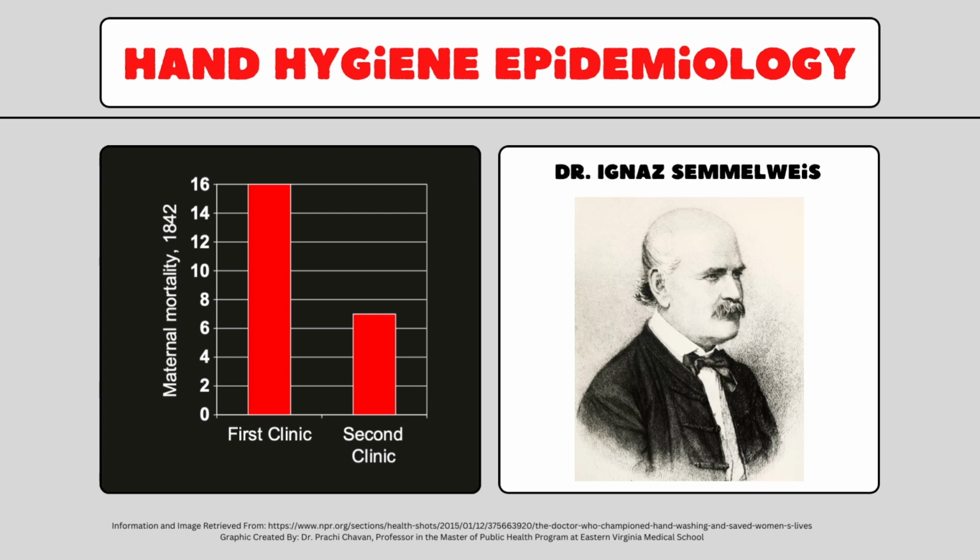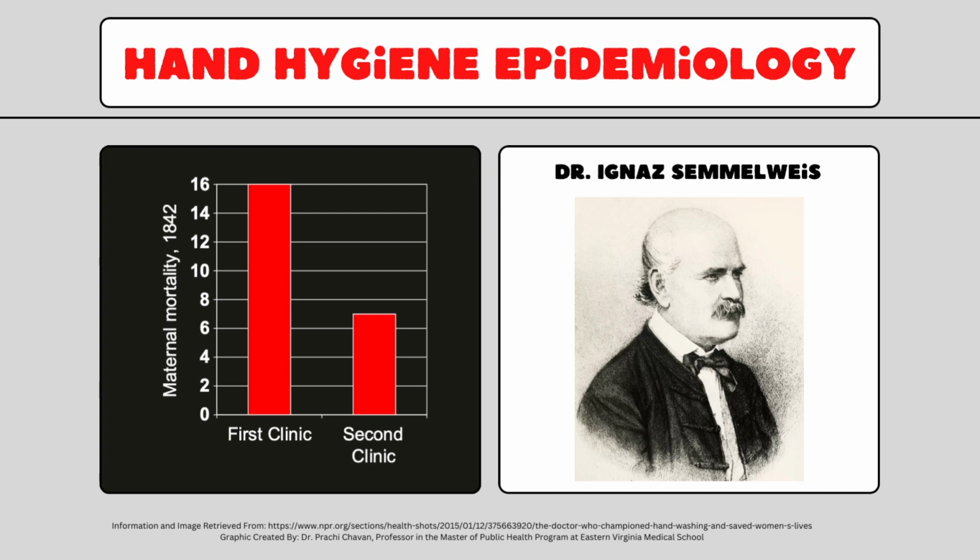So what was going on here? Well, he sought to find an answer. At first, he started analyzing the position that women gave birth, because in the midwife's clinic, women gave birth on their sides, but in the doctor's clinic, they gave birth on their backs. But it was proven that there was no effect. It was soon determined that this was not the cause of the increase in mortalities.